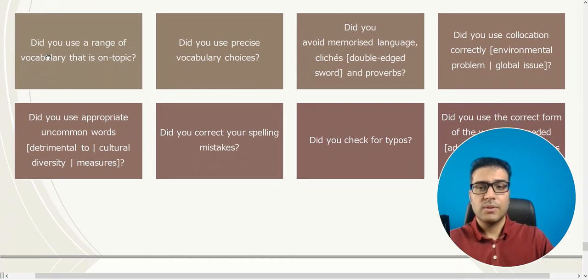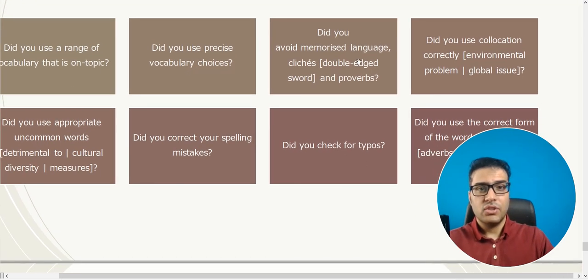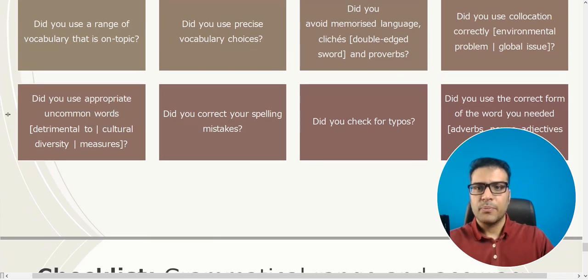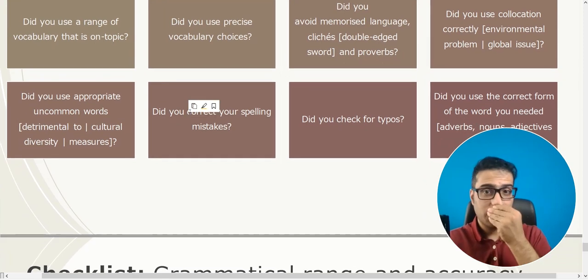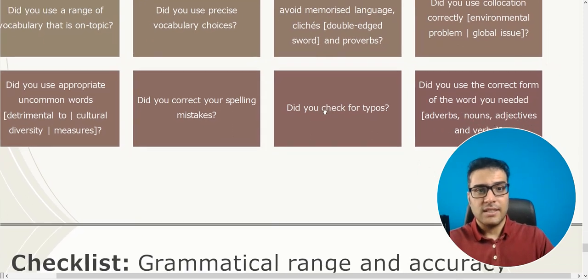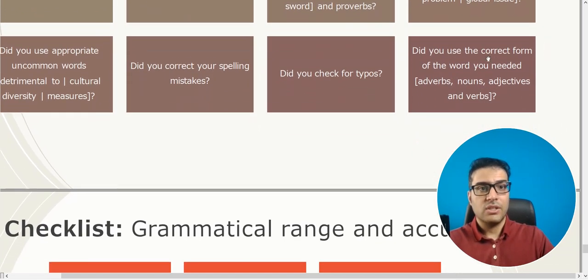And for lexical resources, ask yourself, did you use a range of vocabulary that is on topic? Did you use precise vocabulary choices? Did you avoid memorized language, cliches like double-edged sword, and proverbs? Did you use collocations correctly? And did you use appropriate uncommon words? Did you correct spelling mistakes? And did you check for typos? And did you use the correct form of the words you needed?